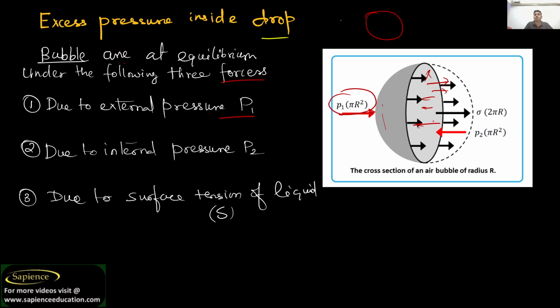But we are not talking about drop here. So this is your bubble. In the bubble, what is happening? Air is inside the bubble. So consider the cross section of an air bubble of radius r.